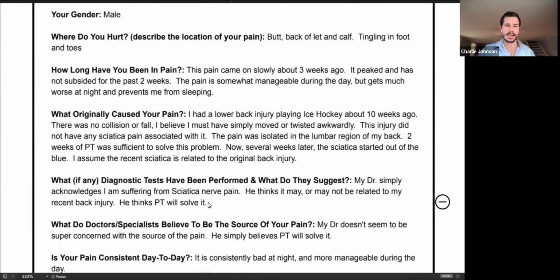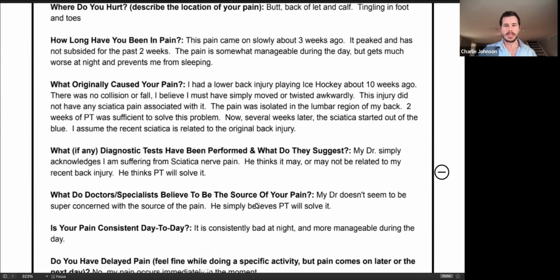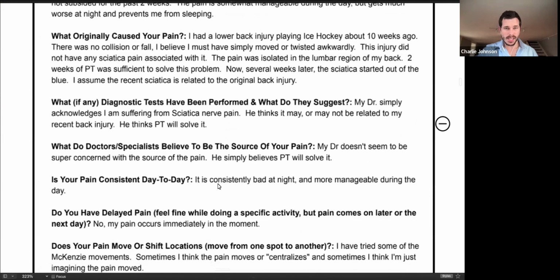Doctor states, hey, you've got sciatica. He thinks it may go away with PT. What do they believe to be the source? Sciatica. Is it consistent? It is consistent.